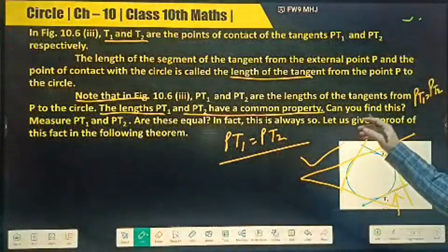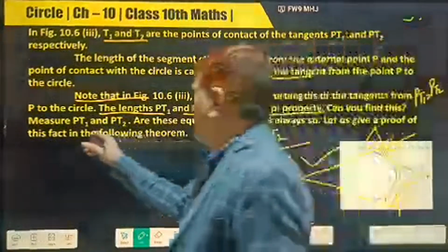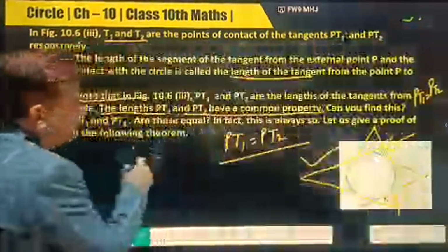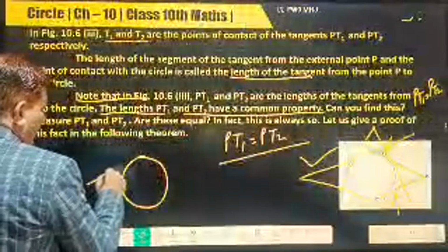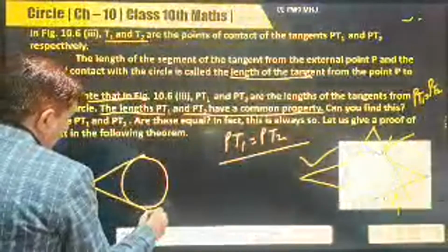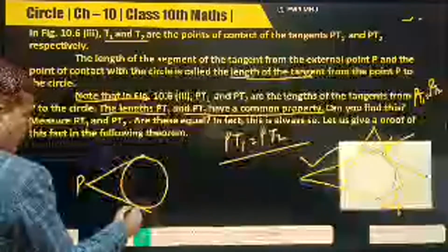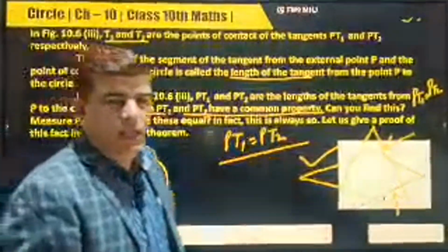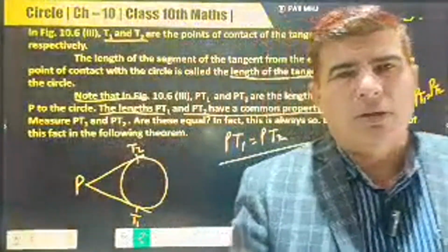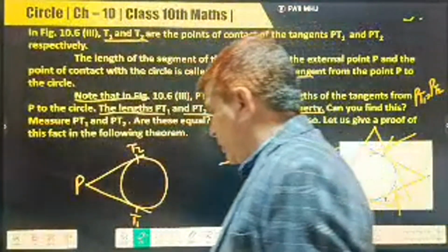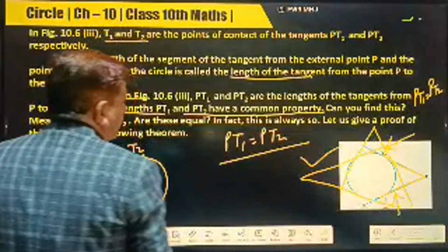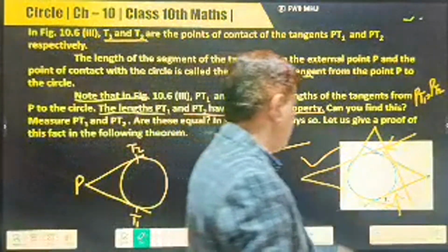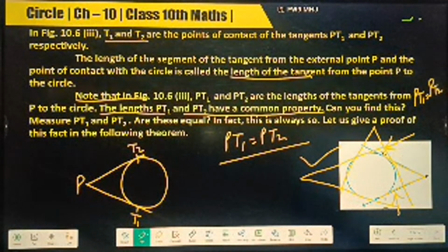Here it is also written, can you find this? Measure PT1 and PT2, are these equal? You can do this activity also. You can take a circle and a point outside, and draw these tangents to the circle. Name this point P, this T1, this T2. You can measure their lengths. So their lengths are equal. It's not by chance. Later on we will prove it with the help of a theorem also. So let us give a proof of this fact in the following theorem.